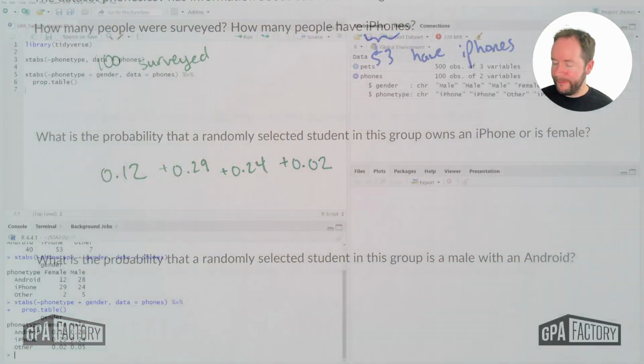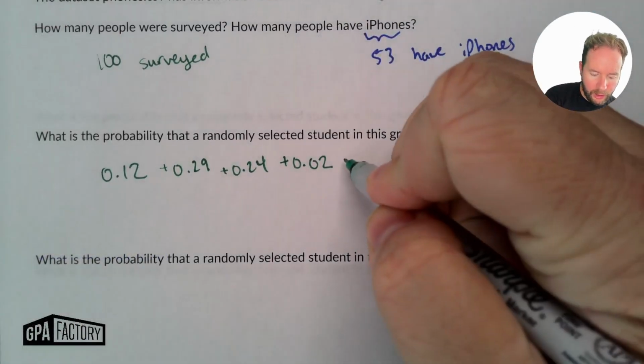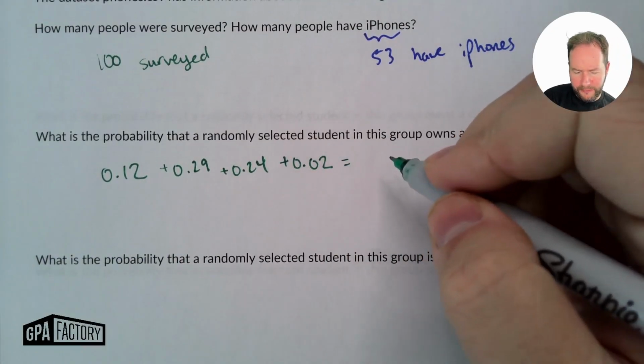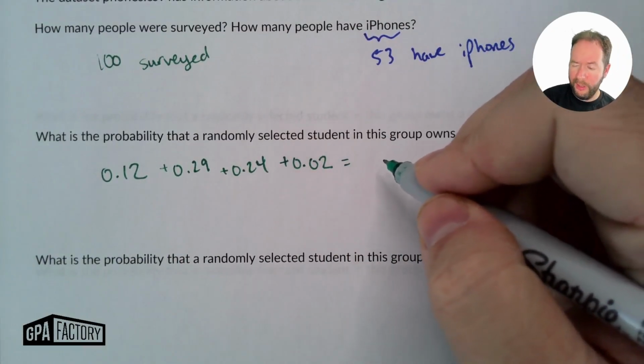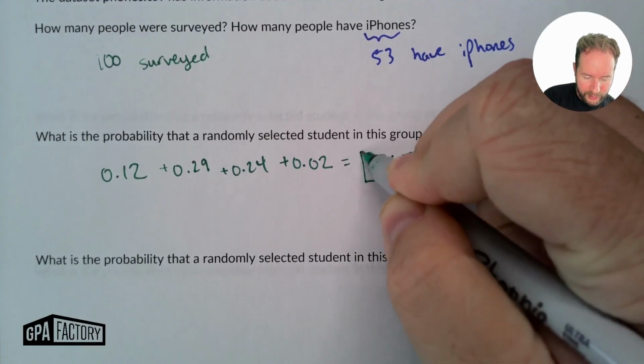And lastly, is this person an iPhone owner? Nope. Is this person female? Nope, they're in the male category. So we're not going to add this number either. We're going to ignore that. So our answer is just adding the values up that we got back on our paper. We have 12 plus 29 plus 24 plus 2 is 67. And so this is your answer to this first question.